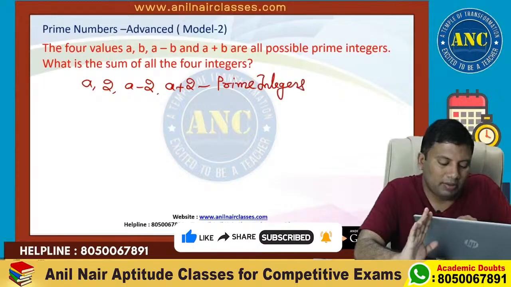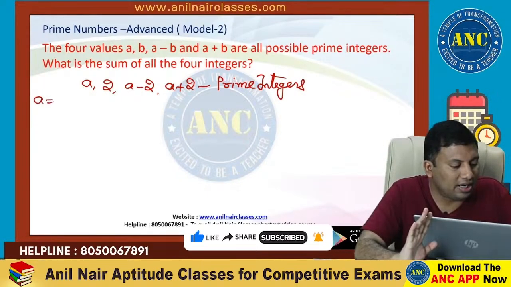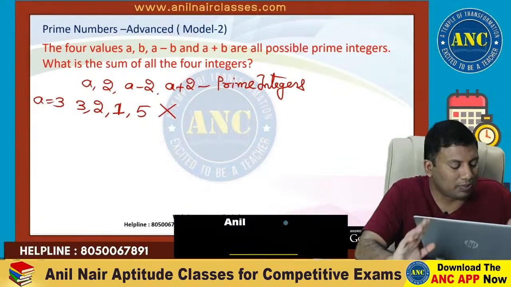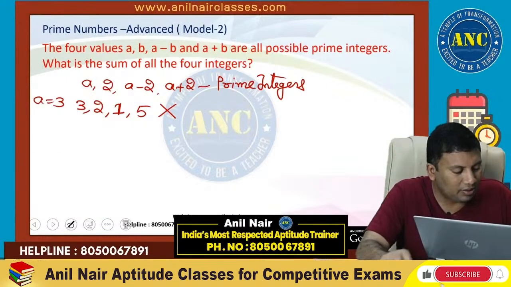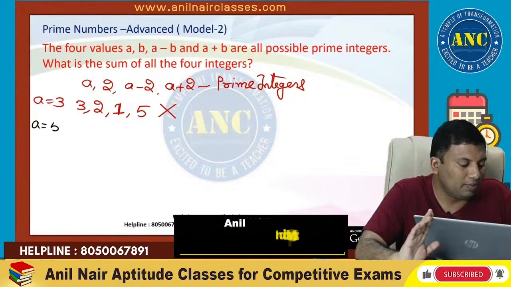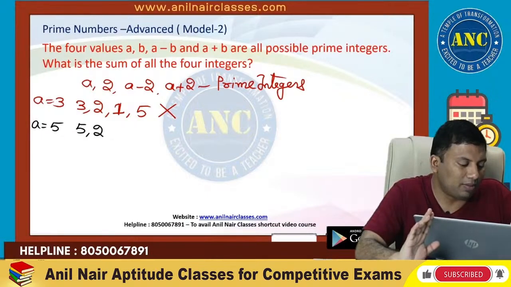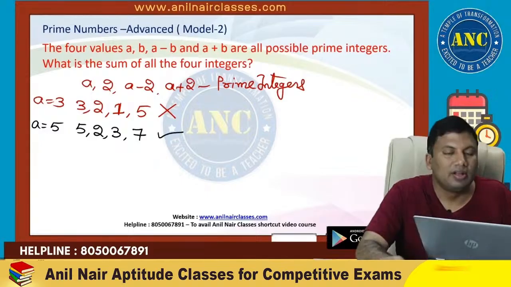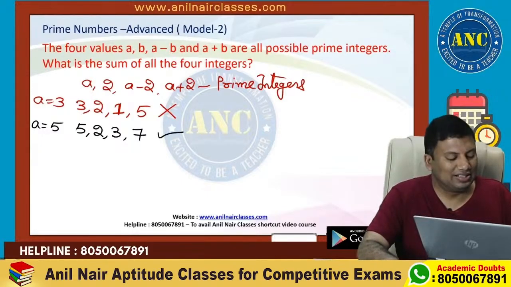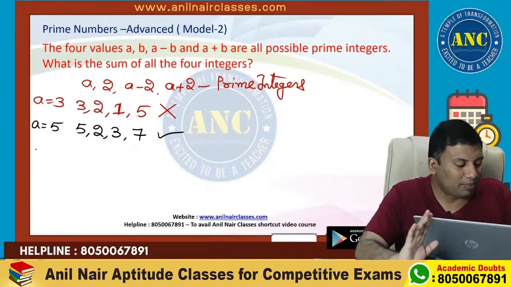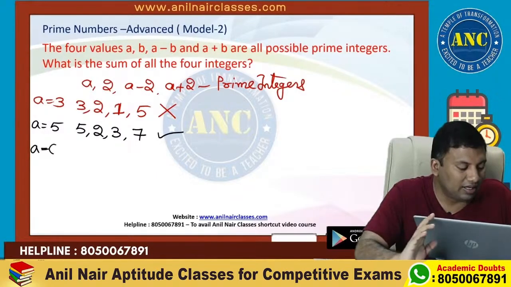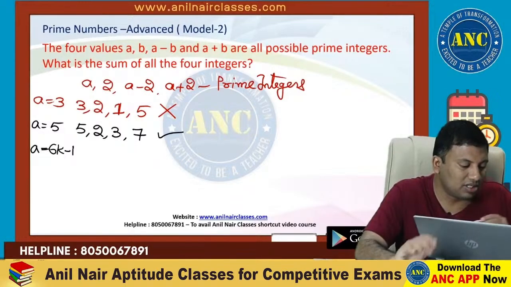So we took A equal to 3: 3, 2, 3 minus 2, 3 plus 2. These are not possible, as 1 is neither prime nor composite. Let me take 5: 5, 2, 5 minus 2, 3, 5 plus 2, 7. 5, 2, 3, 7. These all are prime numbers. 5 is of the form 6k minus 1. Let me take other numbers which are of the form 6k minus 1.